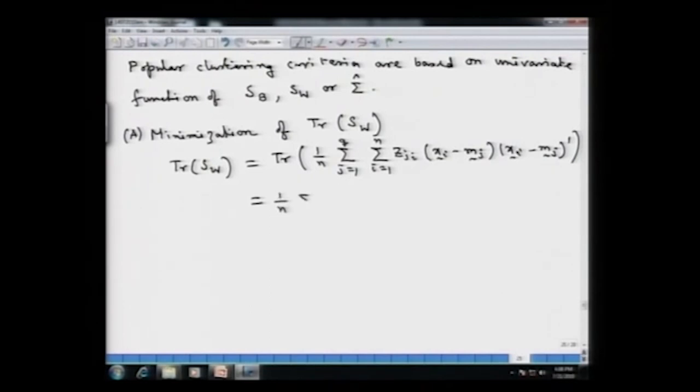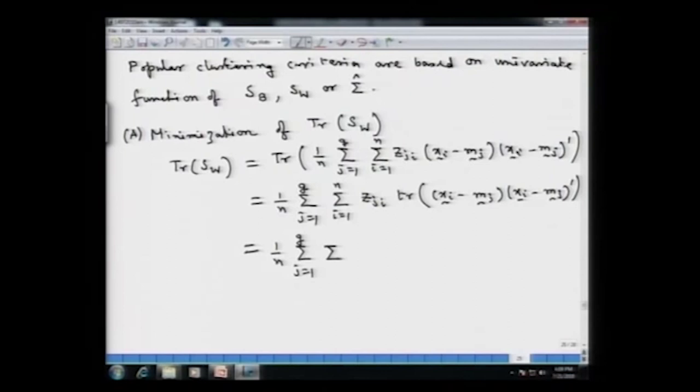So, one can write this in the following way: 1 upon n, sum over j equal to 1 2 up to g, then we take the trace inside the second sum here. So, it is z_jI and then trace of this quantity, which is (x_I minus m_j)(x_I minus m_j) transpose, right. Now, trace of AB equals trace of BA. So, we can write that as summation j equal to 1 to g, summation over I equal to 1 to n, z_jI into this quantity, which is nothing but the norm of x_I minus m_j squared. So, this term is this only.